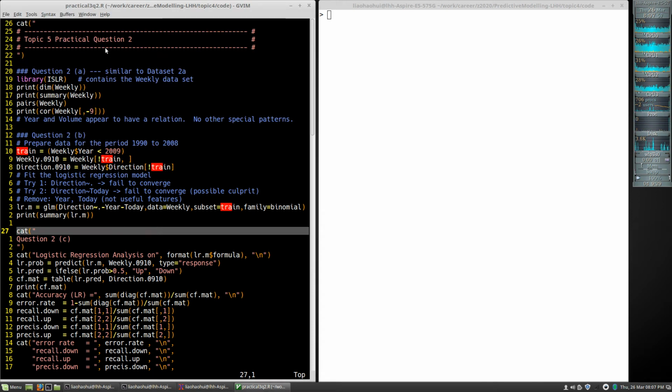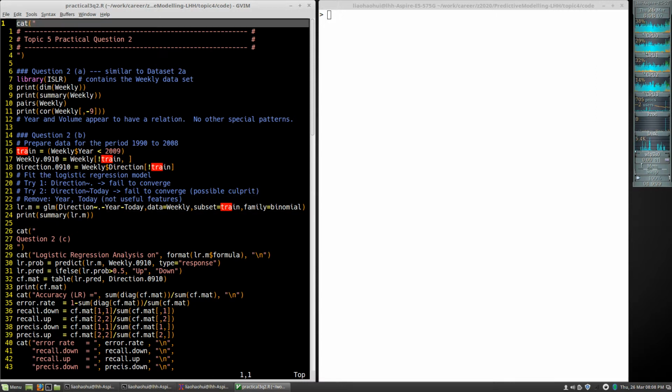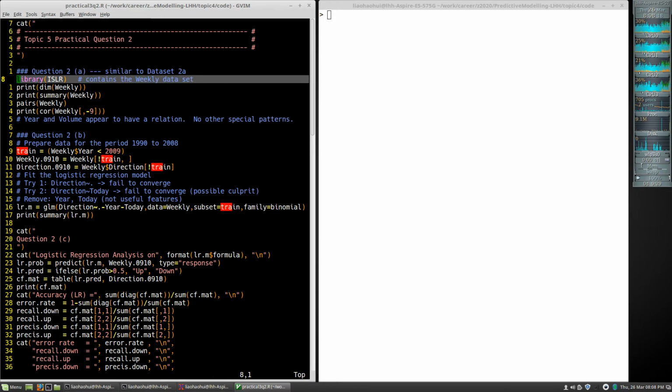Last week I already completed part 1 of practical 3. Now I will continue with the second part, related to your question 2, which asks you to load the weekly data set from the ISLR package. On this line we use library(ISLR) to load the data. It has 1089 weekly returns for 21 years.